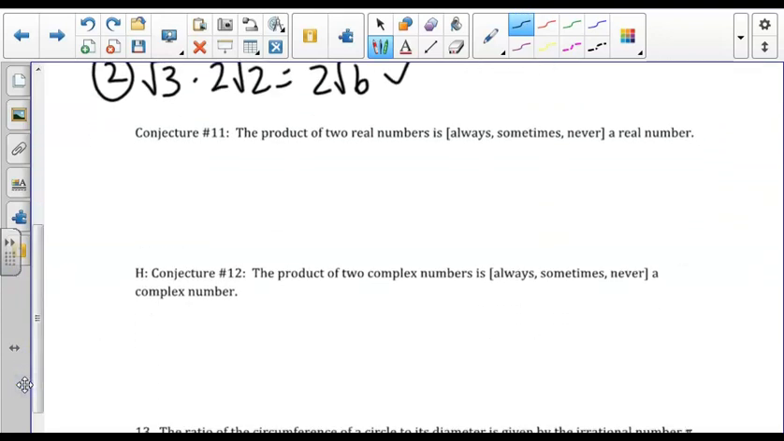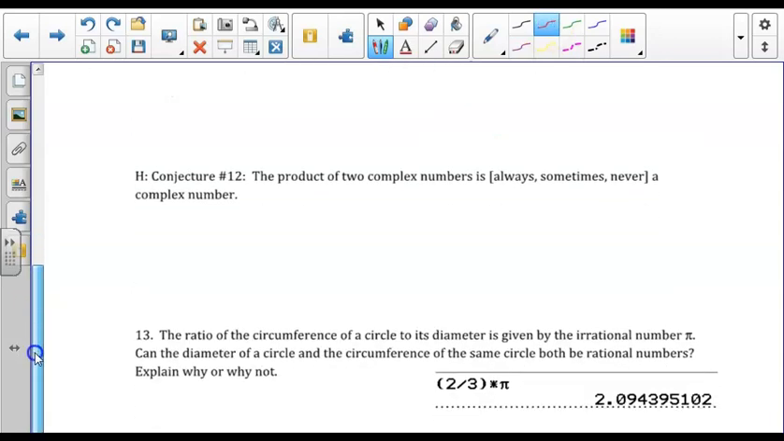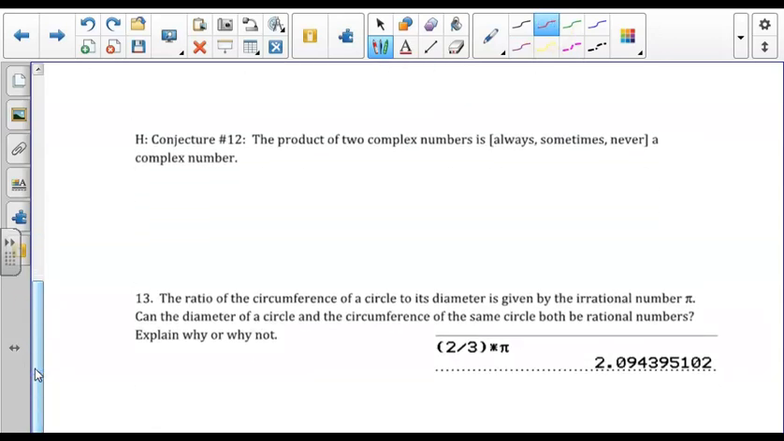In conjecture 11, we are now asked if the product of two real numbers is always a real number. And we did several examples. We know that that's always true. And finally, conjecture 12, if the product of two complex numbers is always, sometimes, or never a complex number.